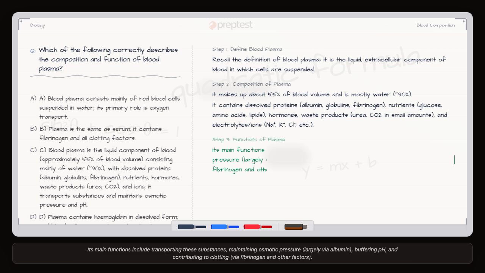Its main functions include transporting these substances, maintaining osmotic pressure, largely via albumin, buffering pH, and contributing to clotting, via fibrinogen and other factors.